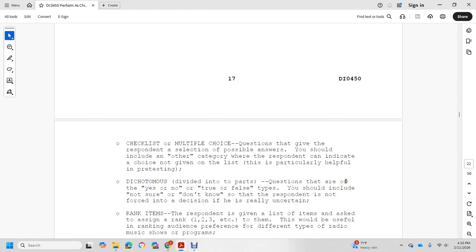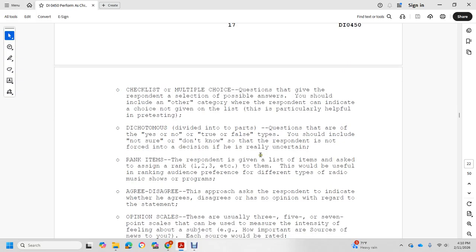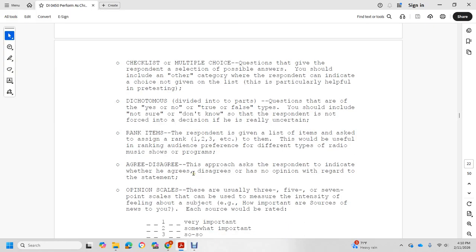Dichotomous questions divide into two parts: yes or no, true or false types. They should include a "not sure" option, so the respondent is not forced to decide when he is really uncertain. Rank items: the respondent is given a list and asked to rank items 1, 2, 3, etc. This would be useful for ranking audience preference of the different types of radio music shows. Agree/disagree: ask the respondent to indicate that he agrees or disagrees with an opinion, or has no opinion with regard to the statement.